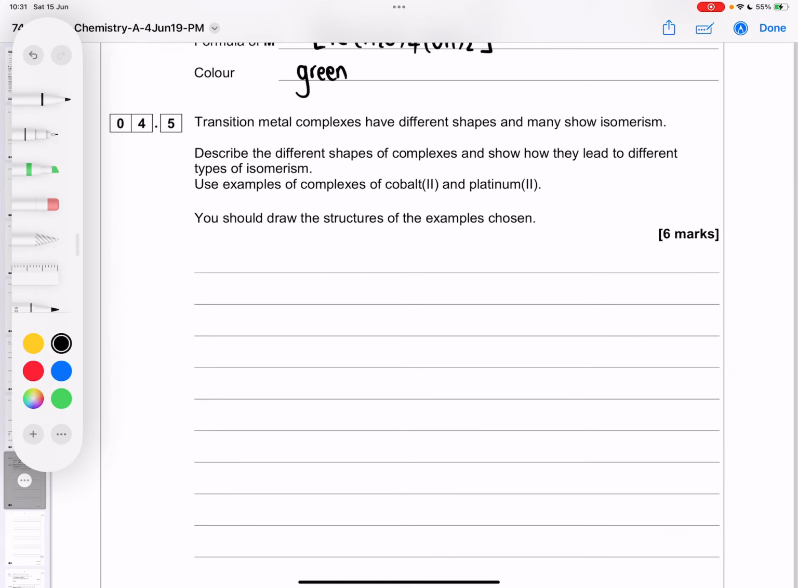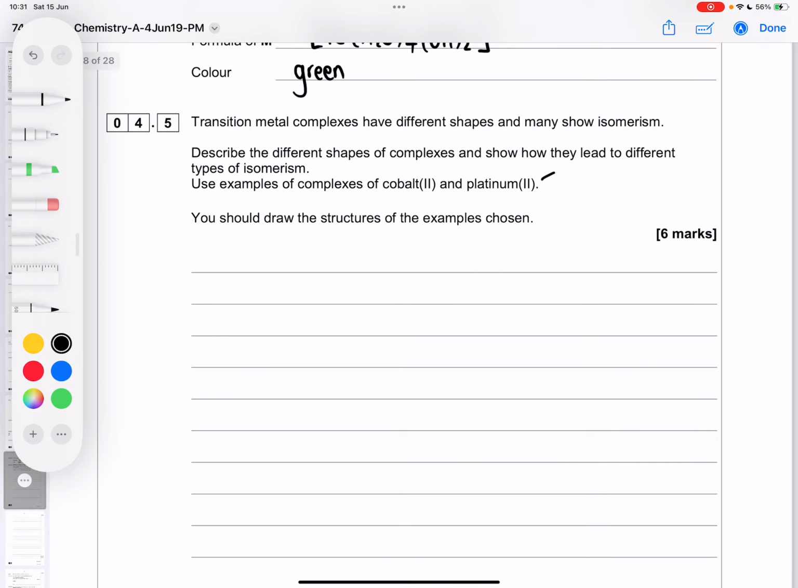Transition metal complexes can be linear, but that's usually for silver. They can be square planar. Now that is for things like nickel and platinum. So we're probably going to have some square planar example here. And when they're square planar, they can have cis-trans isomerism. So we're going to have to think of one and give an example of cis-trans.